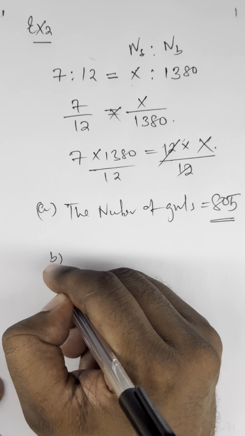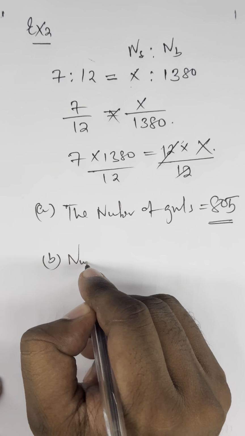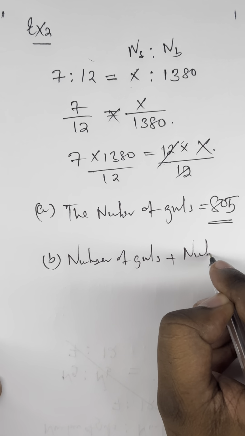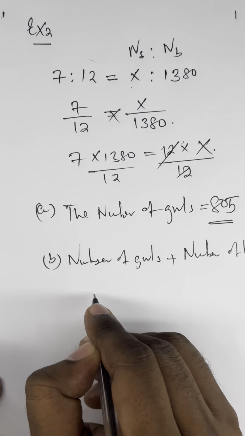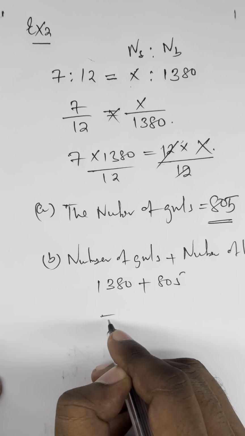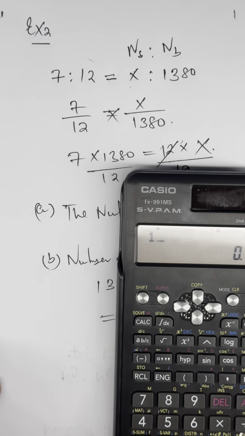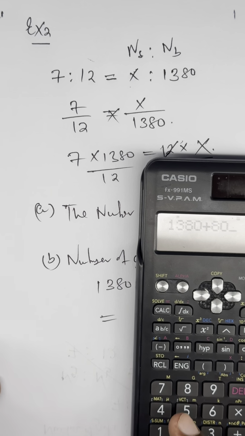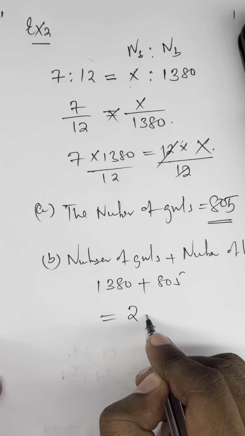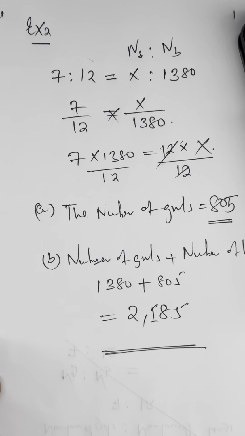Part B asks us to find the total number of students in that school. So we take the number of girls add the number of boys. You will have 1,380 add 805 to get the total number of students in that school. The total number of students in this school is 2,185.